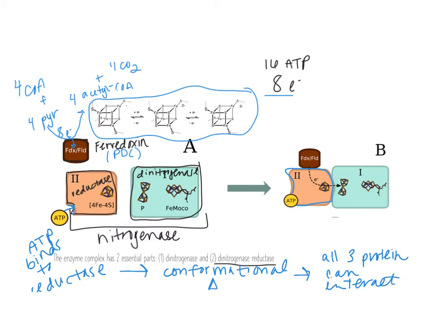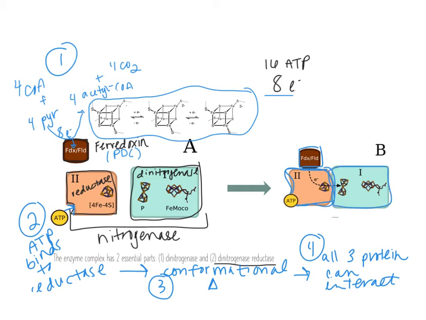Okay, so I guess I'll do a 1. Pyruvate passes electrons to ferredoxin. 2. ATP binds to the reductase. 3. Conformational change happens. And then 4, and there's more steps in this, but then 4, all 3 of them are bound together. So you have ferredoxin is bound, and then the reductase is bound, and the dinitrogenase is bound.